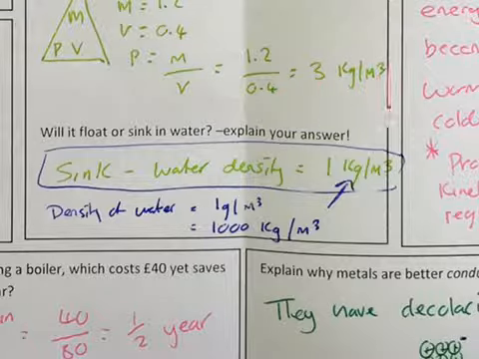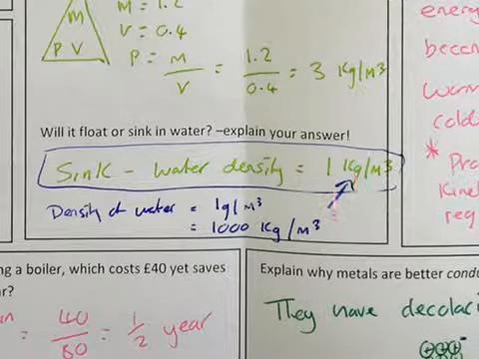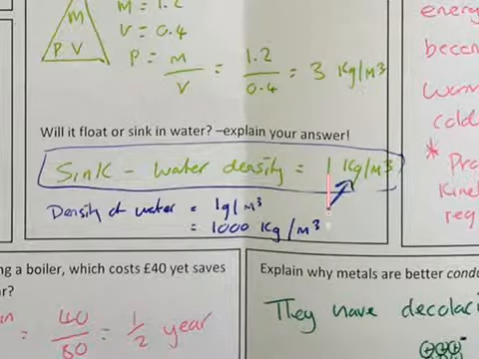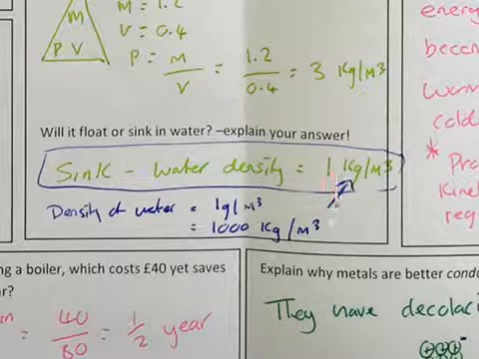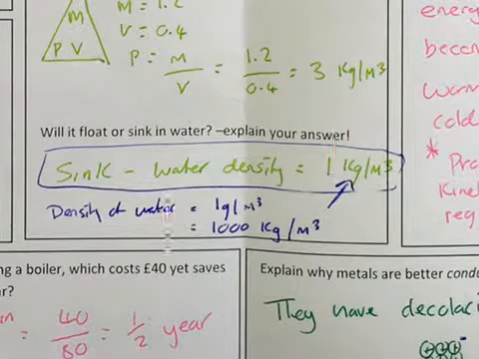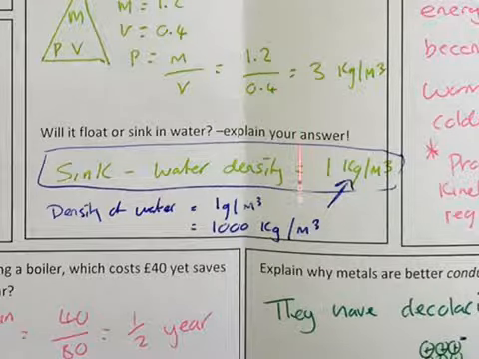So if it's 3 kilograms per metre cubed, and the density of water is, well, it should be 1,000 actually. I've made a mistake there. The density of water is 1,000 kilograms per metre cubed. I was thinking of 1 gram per centimetre cubed. So I need to think about this. I probably need to redo this sheet. But just for now, bear with me.